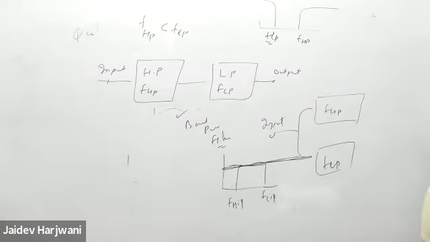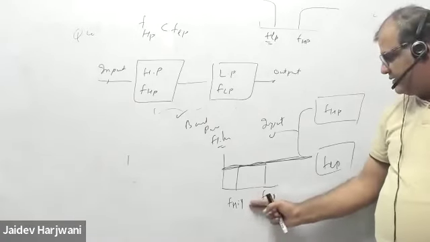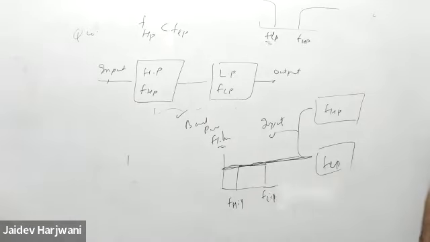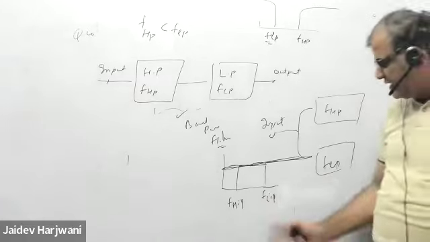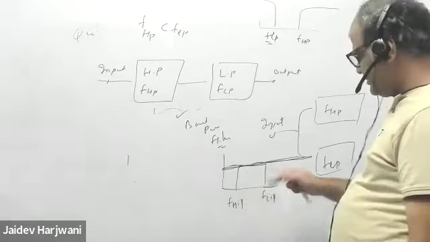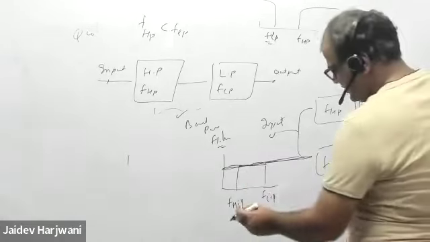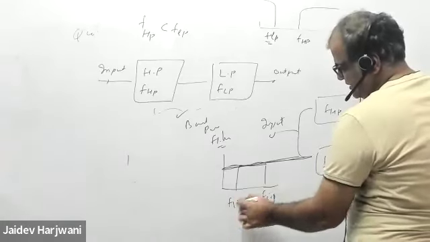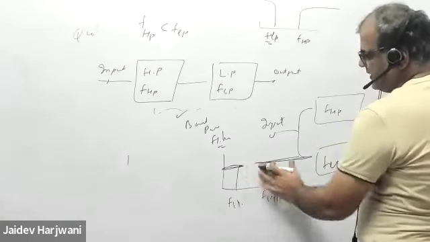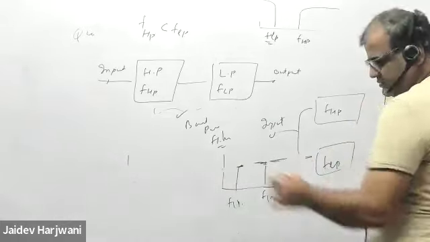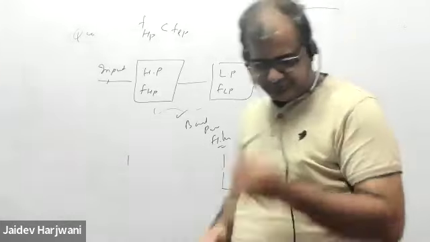Okay, if there is a gap, then this will become band reject. The same parallel circuit will become band reject. If FLP is greater than FHP, then it will become band reject. Accordingly you have to check.